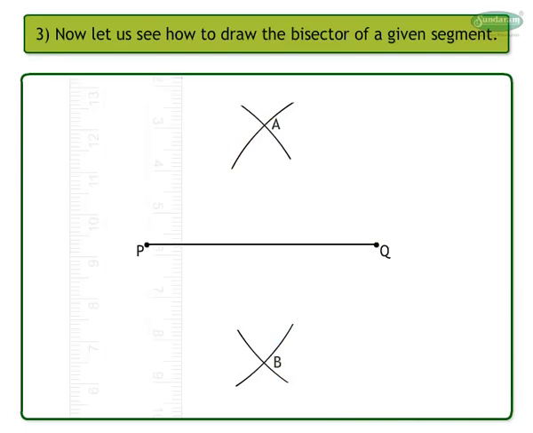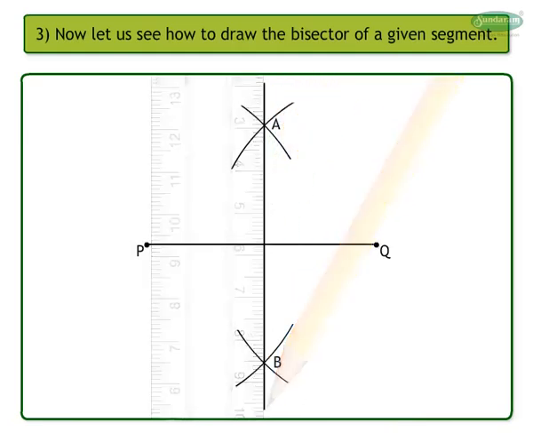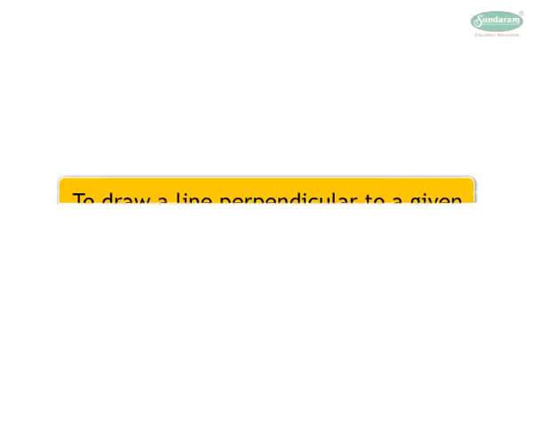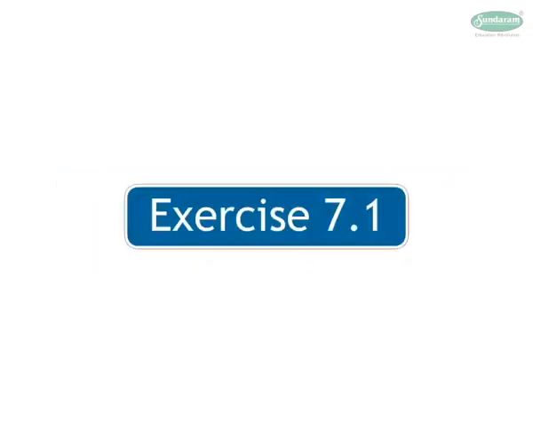Now draw a line passing through points A and B. We can see that line AB bisects segment PQ. We will now draw a line perpendicular to a given line at a given point on the line. Let us solve exercise 7.1.